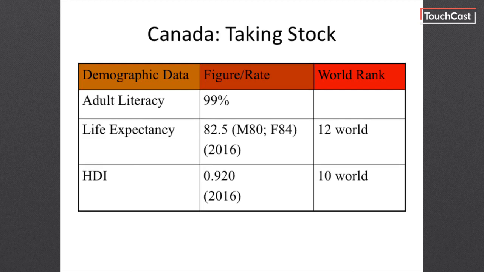The average is 82.5, if you're wondering how in the world you get an 82.5 average out of 80 and 84, oh, that's because of rounding of numbers. That's all. That puts us about 12th in the world.